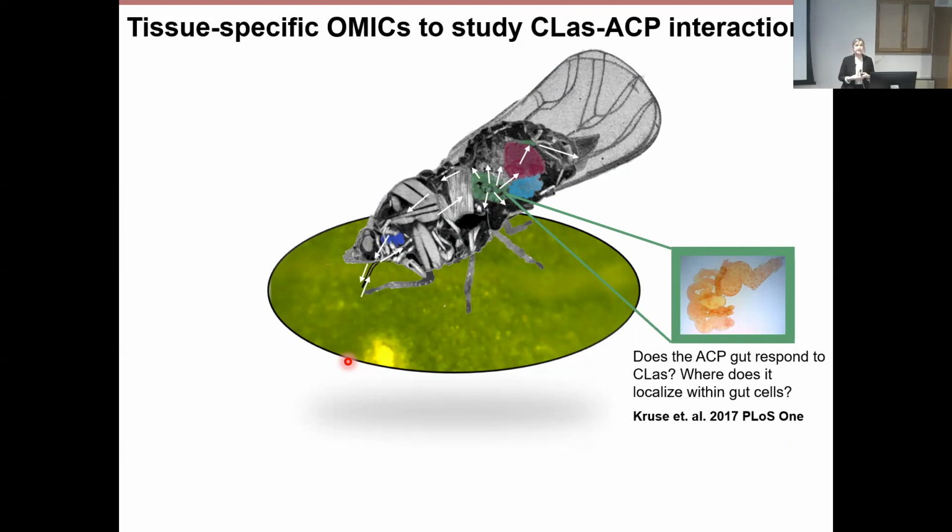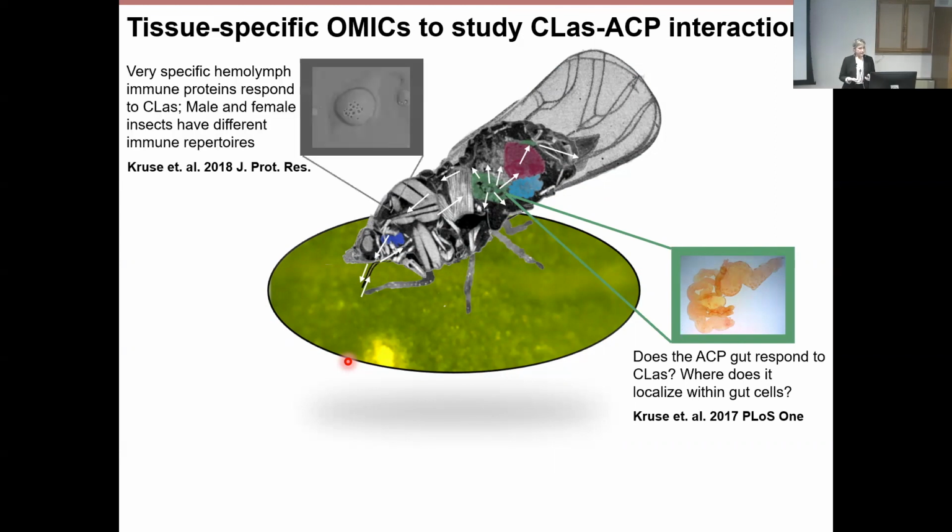And in fact, it's the immune tissue of the insect. So while I don't have time to present this study, what I've done is develop a method to extract hemolymph from insects and look at the proteome response to CLas in that blood tissue. And what we found is that very specific hemolymph proteins respond to CLas. And we found that male and female insects have very different immune repertoires.